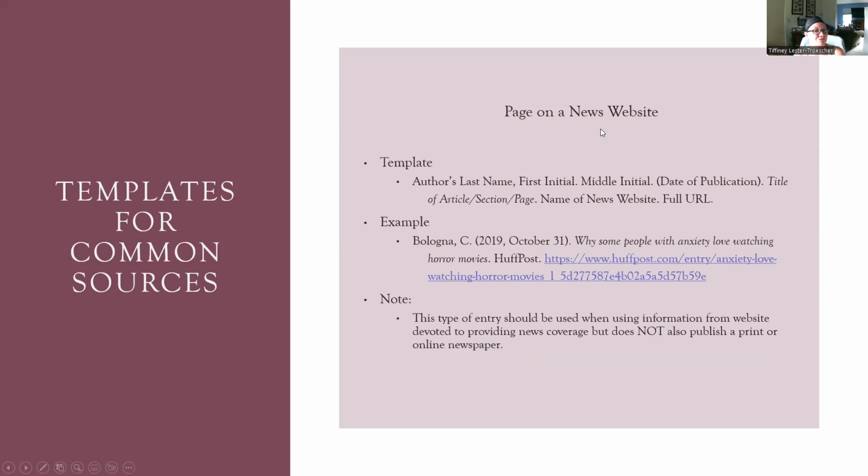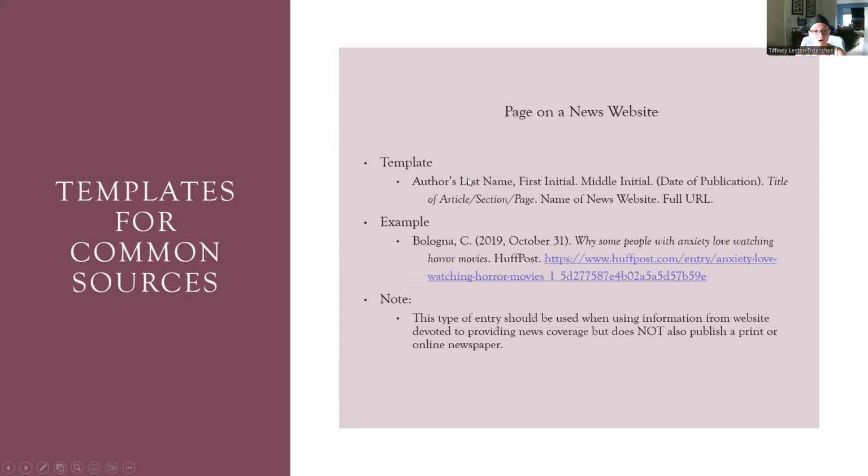Page on a news website. So this is where I was saying, the information you're looking at, if it's on MSNBC or Fox News or Newsmax or CNN, it is not a newspaper article. They don't publish a newspaper article. It's just a website for news. So how do we do that then?